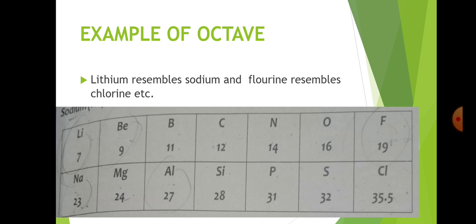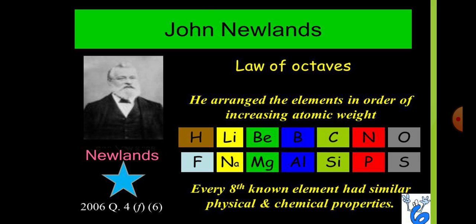So lithium resembles sodium, and the last one, fluorine, resembles chlorine. It's called the law of octaves, meaning that it consists of 8 elements. Then John Newlands' law of octaves: he arranged the elements in order of increasing atomic weight or atomic mass. Every 8th known element had similar physical and chemical properties.